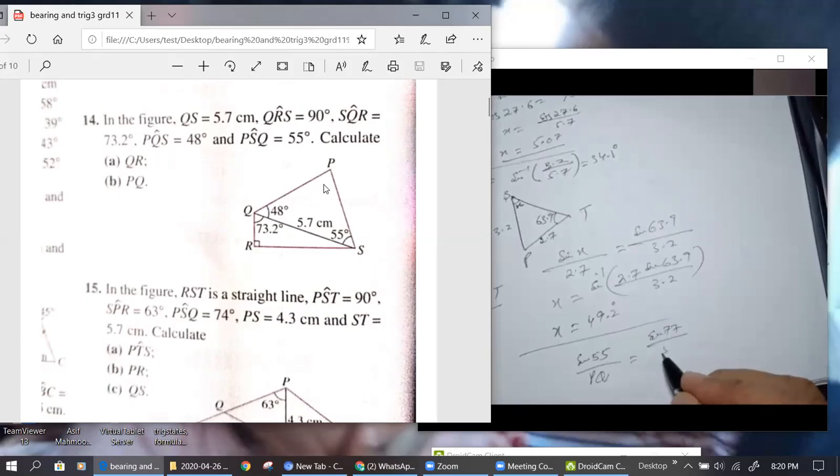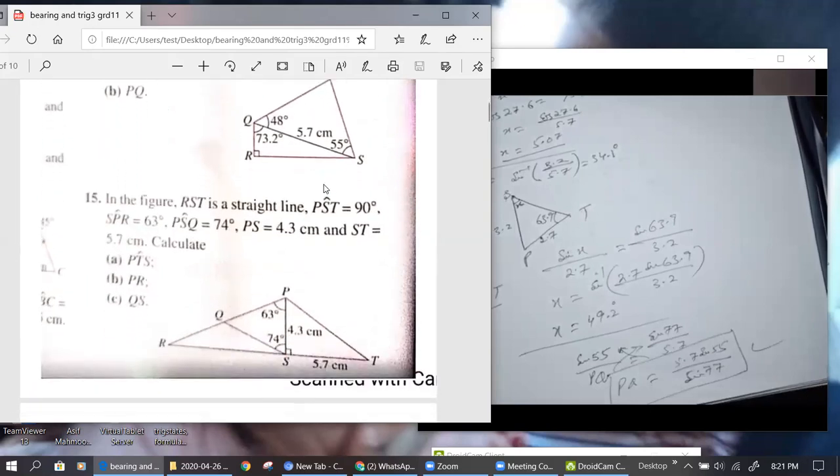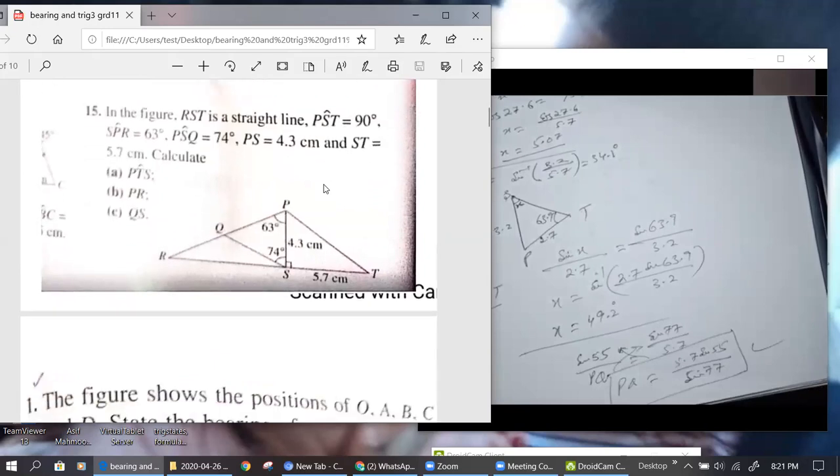So now what you will do, if you do the cross multiplication like this, PQ equals 5.7 times sine 55, and this will come down. You agree with me if I make this setting? Yes. Because I will move this one over here, this one over here, then sine 77 will come in the denominator. So then you can find PQ. Done. Move next.